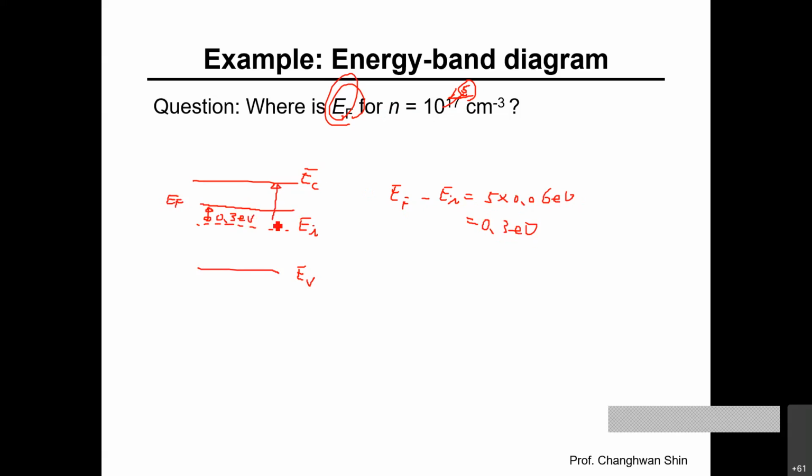Since this is the half band gap, right? The total band gap is 1.12 electron volt, so half of it is 0.56 electron volt. Now, from here to here the energy difference is 0.3 electron volt. Looks reasonable, okay? So you can do this simple math. Once you can do a good job multiplying the number times 0.06 electron volt, that's it. Let's do another one.